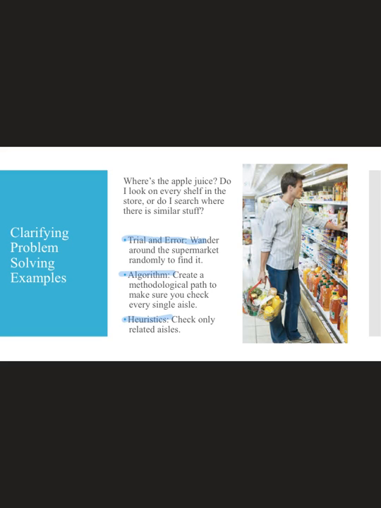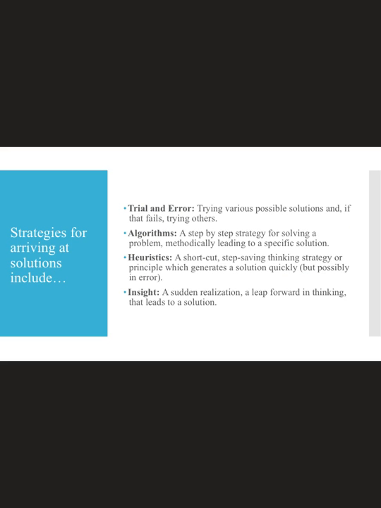And then heuristic is check only related aisles. So looking at these and putting definitions to them, trial and error is trying various possible solutions, and if one fails, you try another. Right? An algorithm is a step-by-step strategy for solving a problem, and then a heuristic is a shortcut to saving those kind of algorithm type problems.